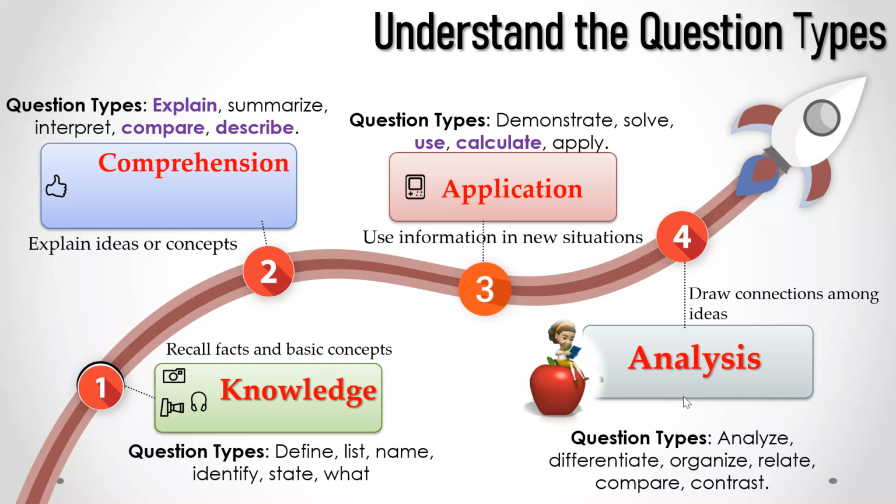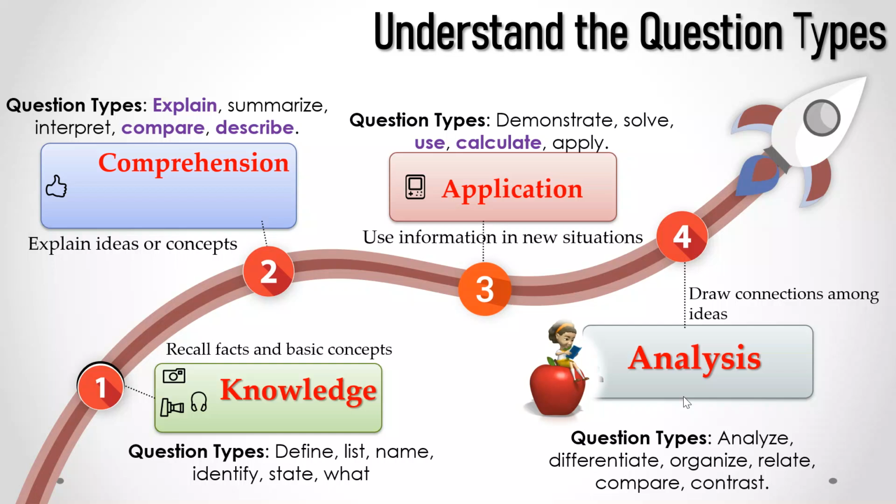That's their category. When it comes to comprehension, here we want you to explain ideas or concepts you are comprehending. So question types, you expect questions like explain, summarize, interpret, compare, or describe. When it comes to application, number 3, here we want you to use information in a new situation. Question types you expect like demonstrate, solve, use, calculate, or apply. Those are the kind of questions under application.